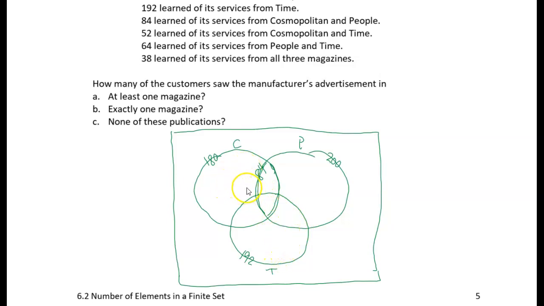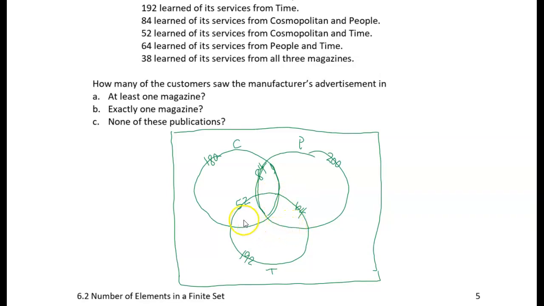52 learned of the service from Cosmopolitan and Time. So that's this intersection between C and T. I'm just going to write 52 on the line. And then 64 learned from both People and Time. So again, on the line that represents the intersection, I'm just going to write the 64 because I don't know how to split it up yet.